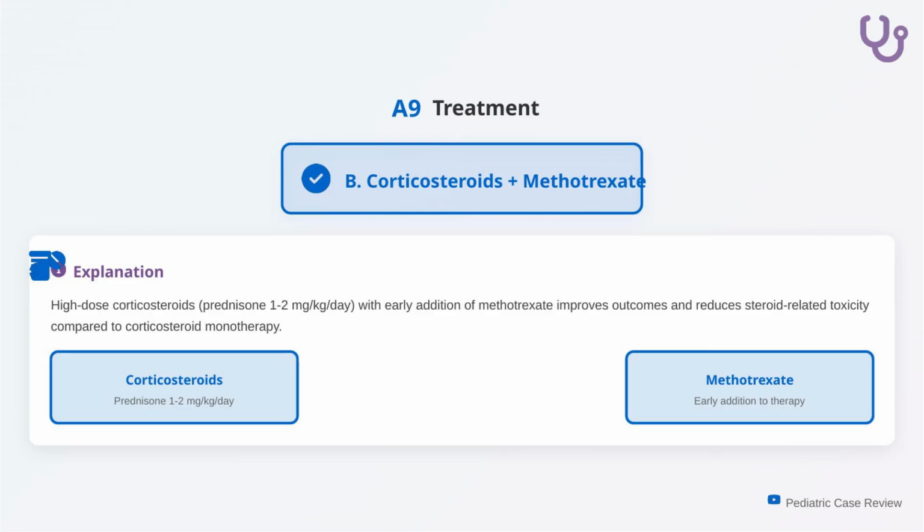Corticosteroids plus methotrexate. The current standard of care for newly diagnosed juvenile dermatomyositis is high-dose corticosteroids, typically prednisone 1 to 2 milligrams per kilogram per day, with early addition of methotrexate. This combination has been shown to improve outcomes and reduce steroid-related toxicity compared to corticosteroid monotherapy.